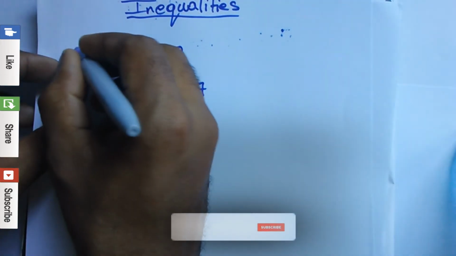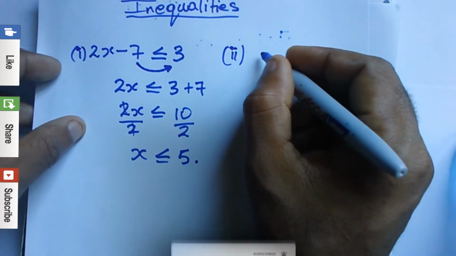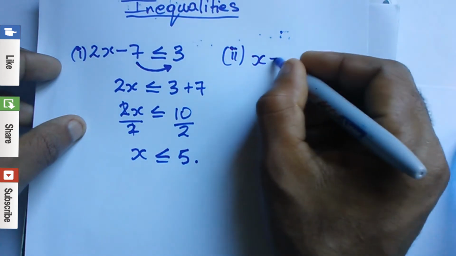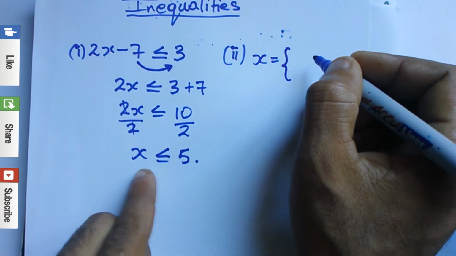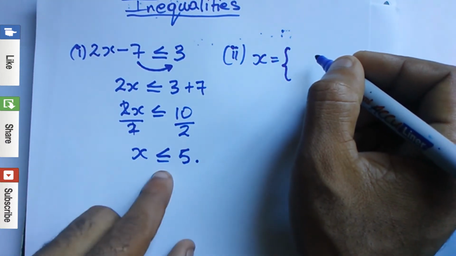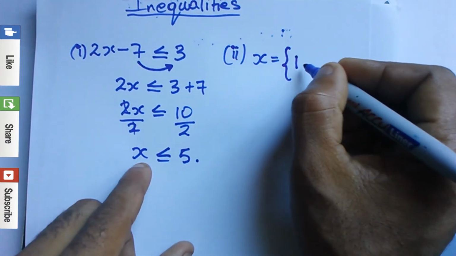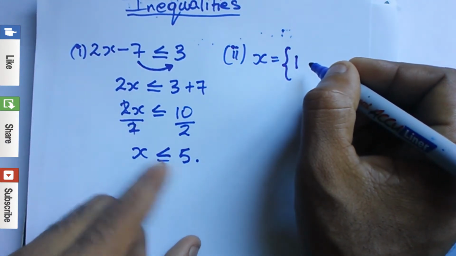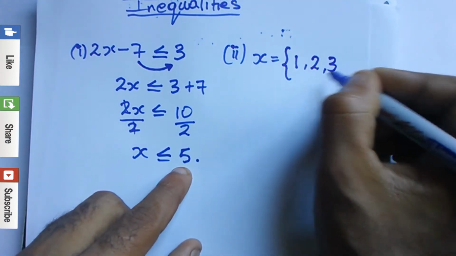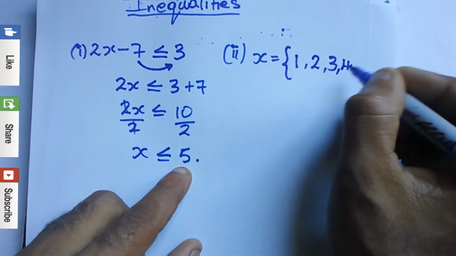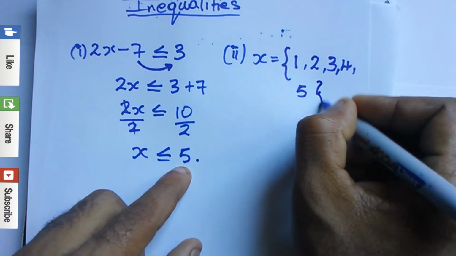Now, first part of the question, second part of the question. Now we need to list some values for x. So x would be equal to a set of positive values for x that satisfies this inequality. Now 1 would be the first possible value, because 1 is less than 5, 2 is less than 5, 3 is less than 5, 4 is also less than 5, and 5 would be the final answer.